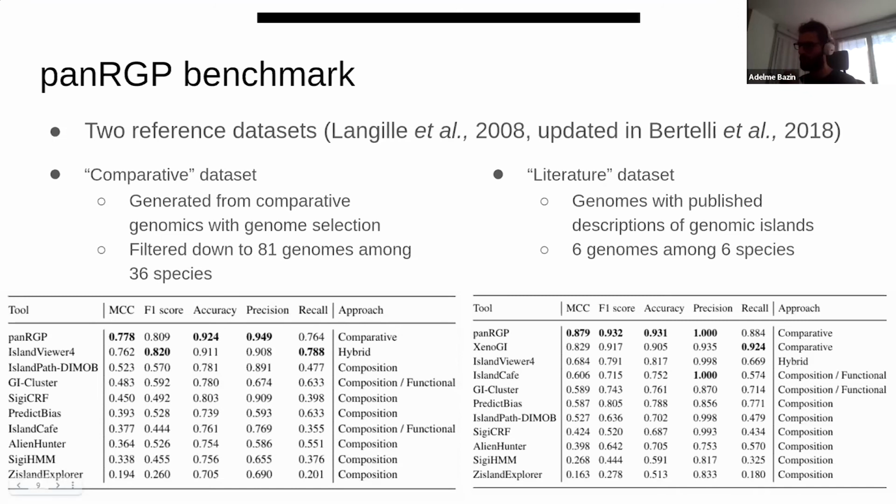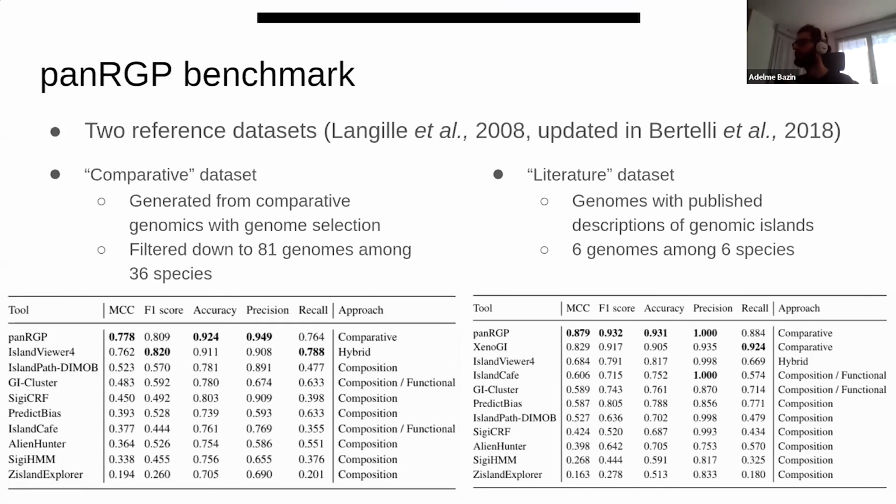We compared the scores of PanRGP with many tools that are available in the literature to predict genomic islands, and we noticed that PanRGP came out on top with most metrics. So we were very happy about that. The second dataset is the literature dataset.